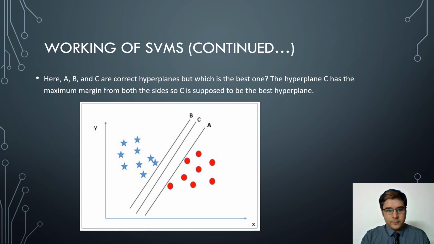In this diagram we see three hyperplanes A, B and C and all are correct, but we choose C because it has the maximum margin on both sides. So on this side the distance from this class is this much and from this class is this much. So both sides taken individually it has the maximum distance, while A does not have that much distance on this red side, and B does not have that much distance on the star side. So both side distances are maximum with C, and distance is also termed as margin. So the maximum margin classifier is taken as the best hyperplane, which is C here.